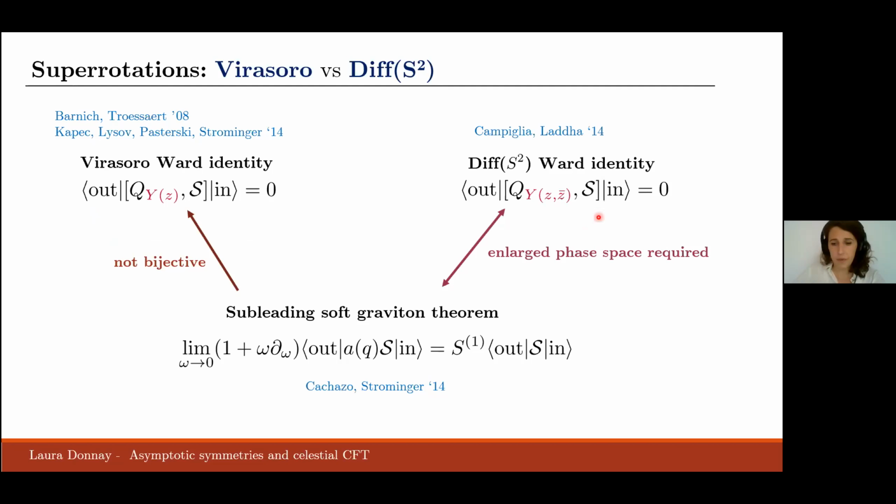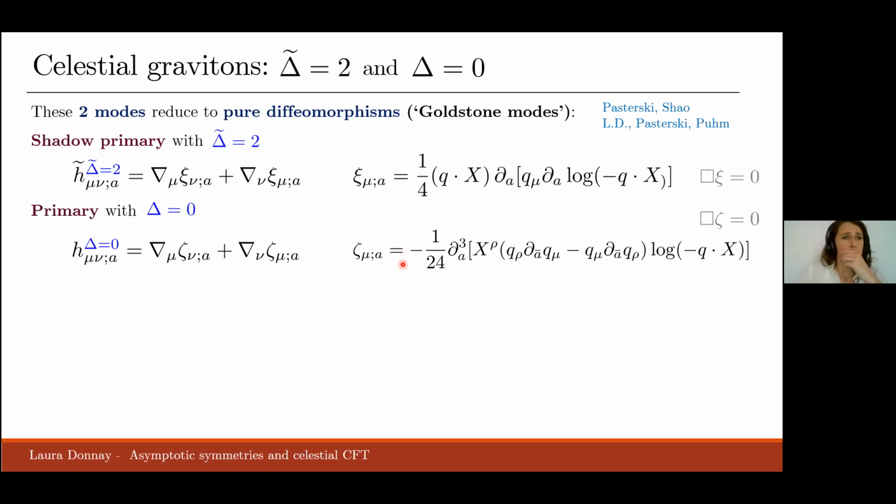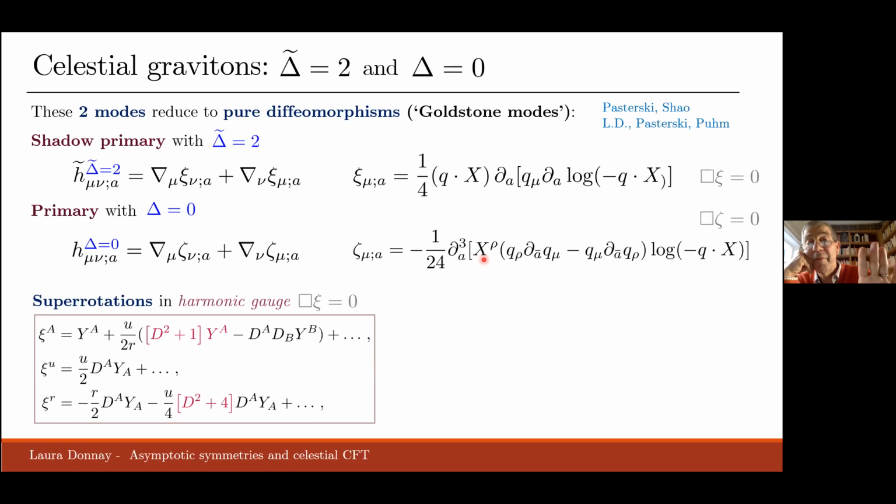So we will see that in the celestial picture, these two proposals can be related in the following way. What was going on for this case is that the delta equals 0 primary and the shadow primary where delta tilde equals 2 are two modes reduced to pure diffeomorphisms. And this is what we call Goldstone modes. So this is the shadow primary with delta tilde equals 2, and is the shadow of this primary with delta equals 0.